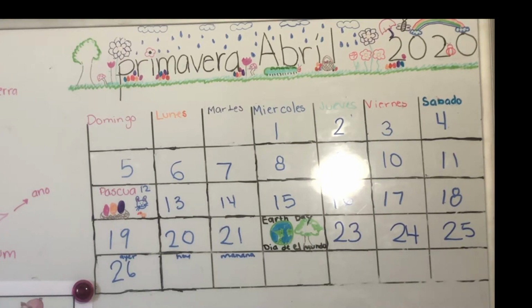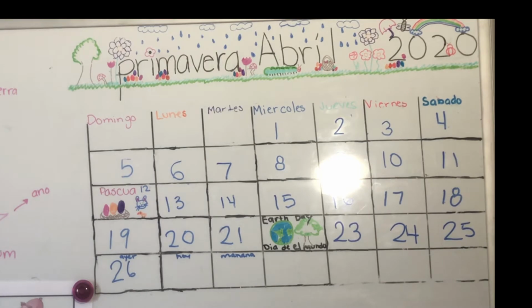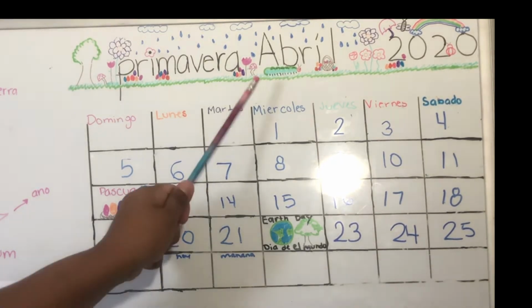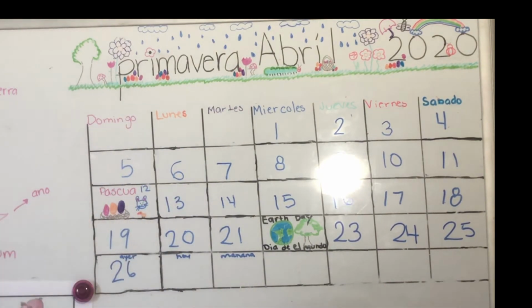So let's go over our calendar real quick. It's going to be pretty easy, so then later on we can start our activity. Okay, so we're going to do our calendar in Spanish. Vamos a repasar nuestro calendario en español. Ok, estamos en el mes de abril, en la época de primavera. Ahora vamos a contar cuántos días tenemos en el mes. Now we're going to count how many days we have in the month so far.